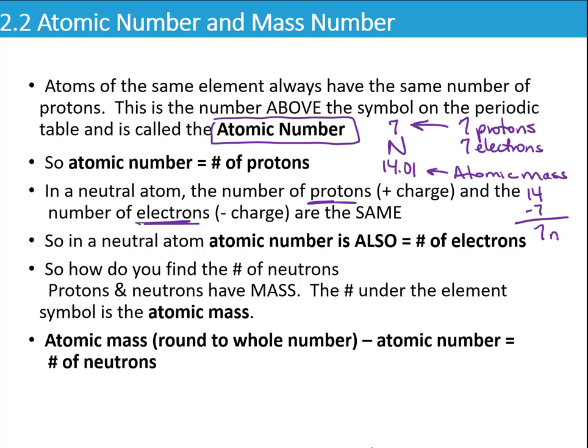So I don't have to memorize that. I've always got a periodic table. The whole number at the top always tells you numbers of protons and electrons. The atomic mass, rounded to a whole number, minus the atomic number will tell you numbers of neutrons.